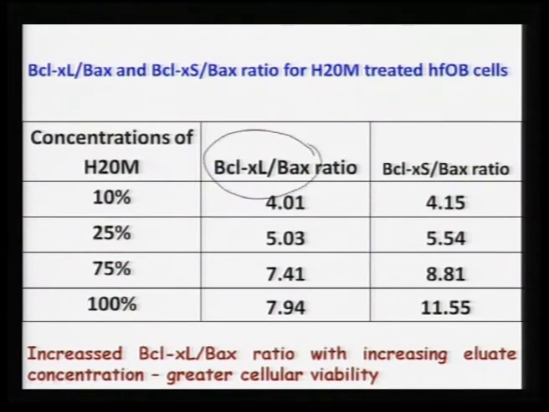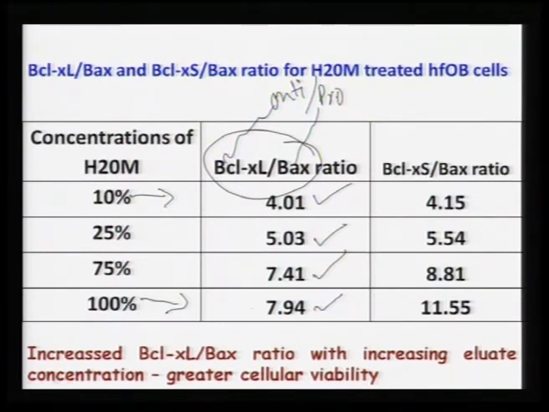Now, what does the BCL-XL to BAX ratio determine? It determines the ratio of the anti-apoptotic gene to the pro-apoptotic gene. BCL-XL values at 10% concentration are 4.01, at 25% concentration 5.03, at 75% concentration 7.41 and at 100% concentration 7.94. So, what you notice is that from 10% to 100%, your BCL-XL to BAX ratio almost doubled, 4.01 to 7.94.